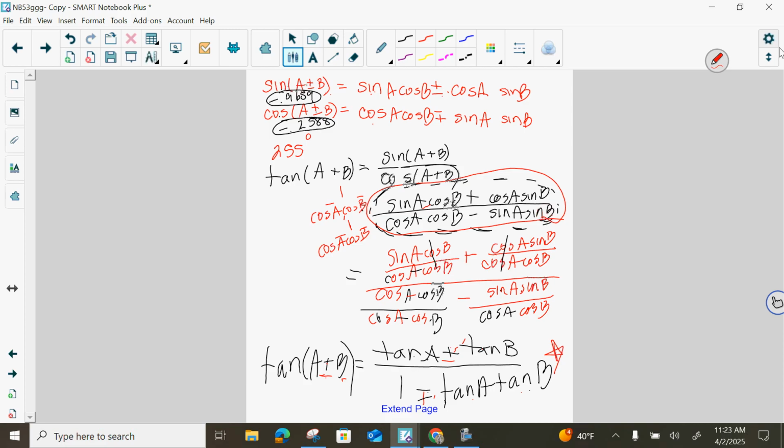Do I change them to cotangent? What do I do, Ryan? Even easier than that. Just flip the whole thing, right? Just flip the whole thing for cotangent. So if it's cotangent, we're just flipping the whole thing, okay?